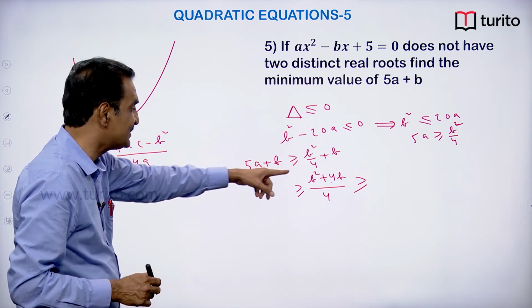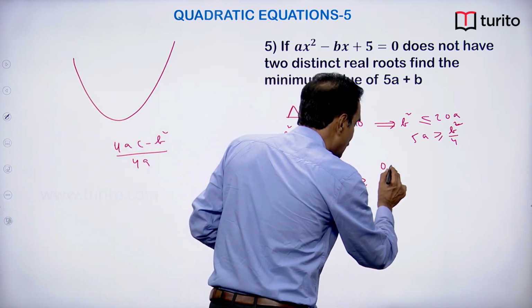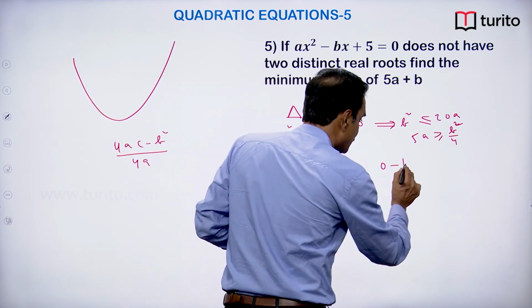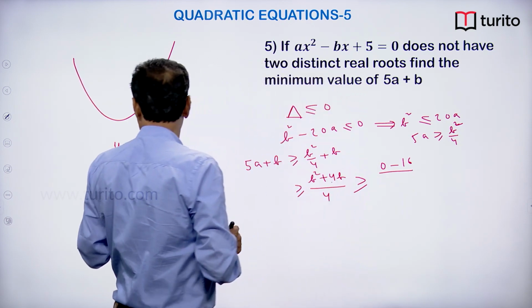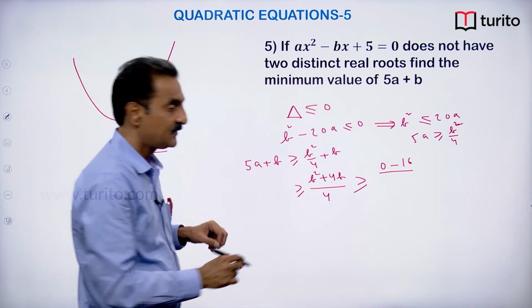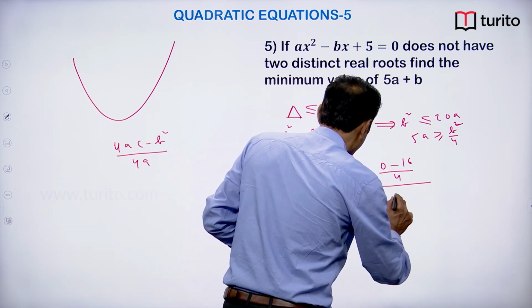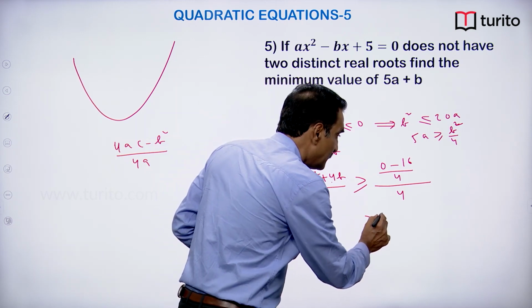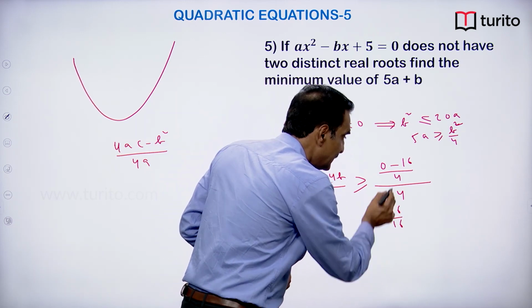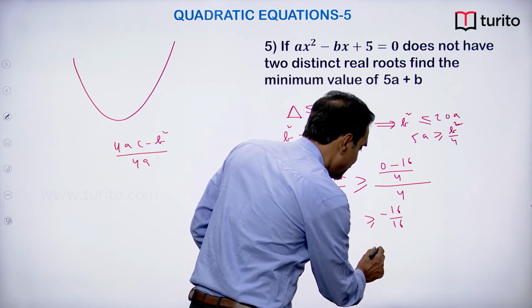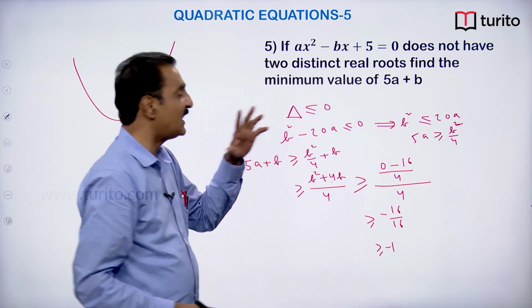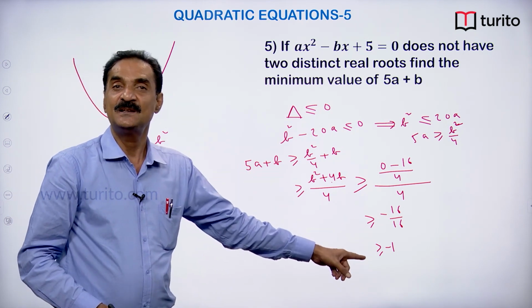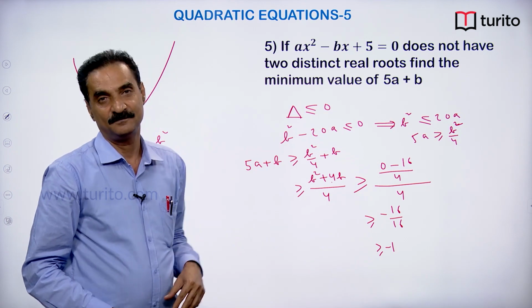Here a means 1, b means 4, constant c means 0. So, it is greater than or equal to its minimum value. 4ac means c is 0, no? So, 4ac is 0 minus b square means 4 square 16 by 4a, 4 into 1, 4, whole divided by 4. How much you will get? Minus 16 by 4 into 4, 16. It is greater than or equal to minus 1 for any value of b. So, the minimum value of 5a plus b is equal to minus 1.